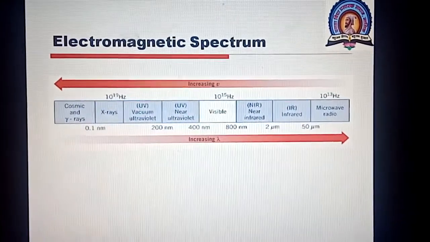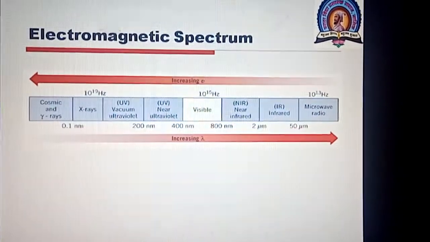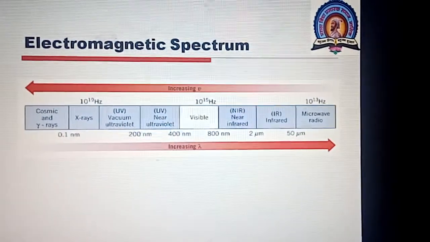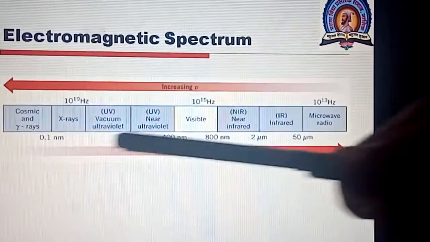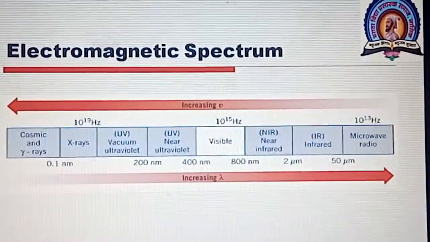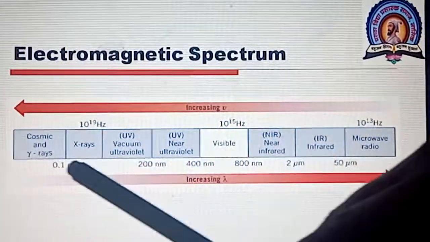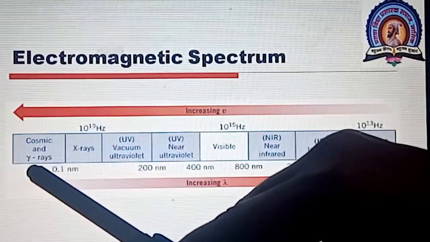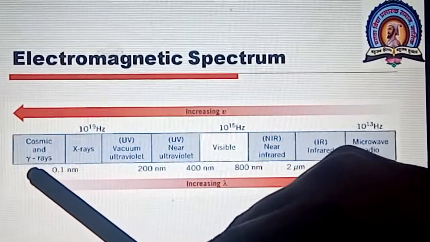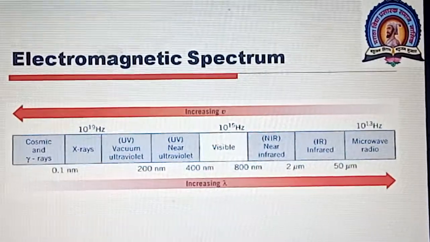See, this is the electromagnetic spectrum. The electromagnetic spectrum is classified on the basis of what? Their wavelength into the different categories, right? The classification shows that this is your cosmic rays. Cosmic rays having the shortest wavelength, and the radio wave having the longest wavelength.